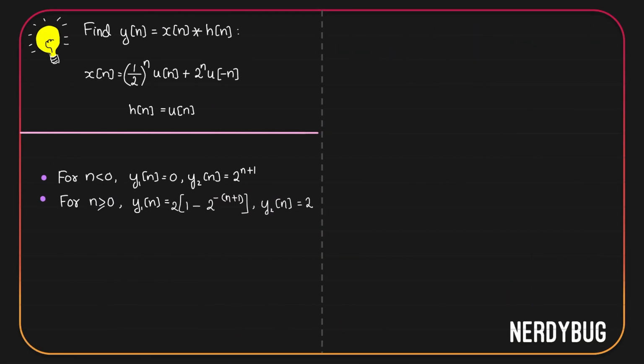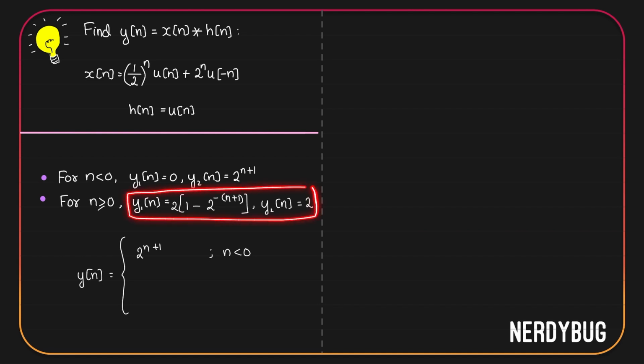Taking all of them together, for n less than 0, y1 of n is 0, y2 of n is 2 raised to n plus 1. For n greater than or equal to 0, y1 of n was 2 into 1 minus 2 raised to minus of n plus 1, and y2 of n was 2. The final output y of n is going to be the sum of individual outputs. So we can write y of n is going to be the sum of these two for n less than 0, that is 2 raised to n plus 1 for n less than 0. For n greater than 0, it will be the sum of these two.